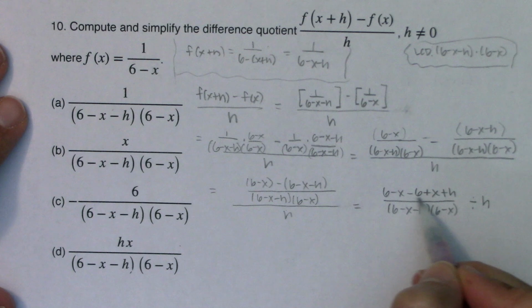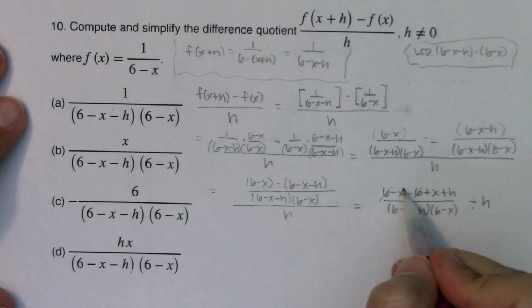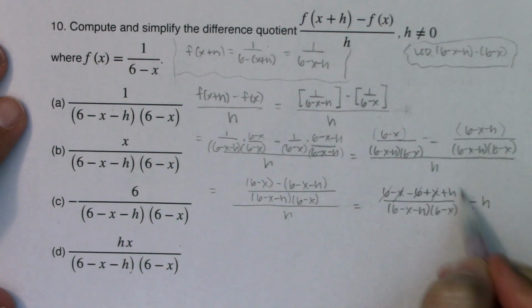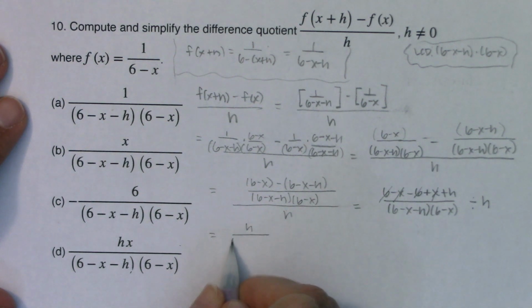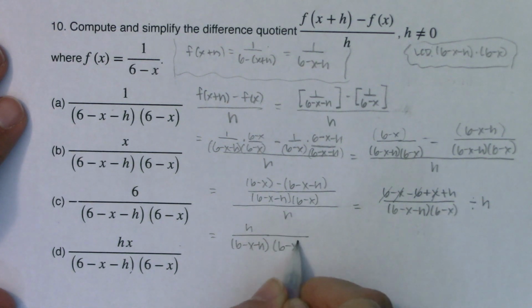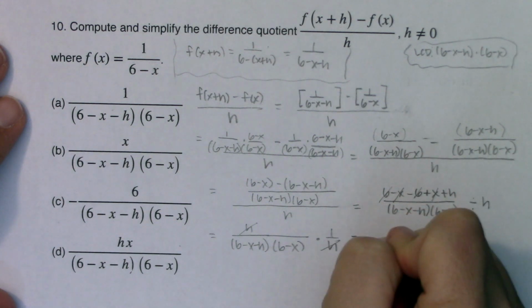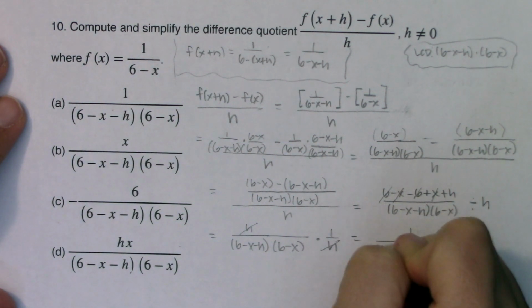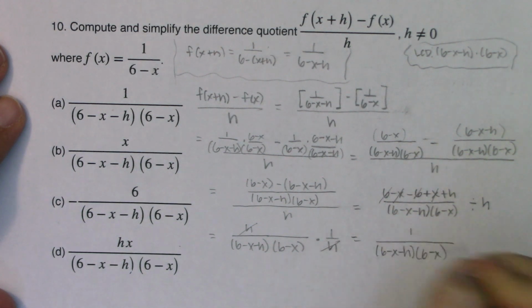Now, we can see some things are going to start to cancel. The 6's are going to cancel, and they should. That's a good sign. The x's are also going to cancel, and that's just going to leave me with an h up here. So this is going to be h over 6 minus x minus h, 6 minus x, times 1 over h. And then you can start to see these h's are going to cancel. And when I finally clean this up, I know it's a lot of algebra, I have 6 minus x minus h down here and 6 minus x. Let me make that look a little bit more like an h.